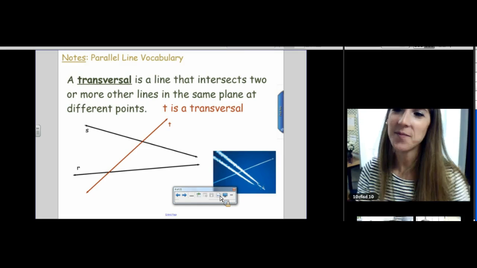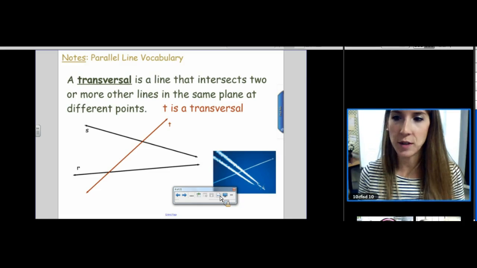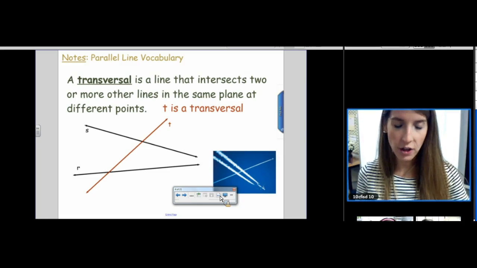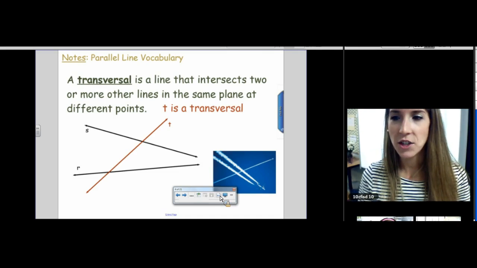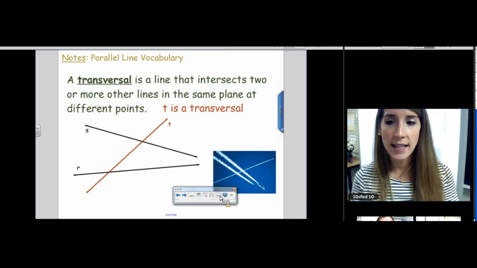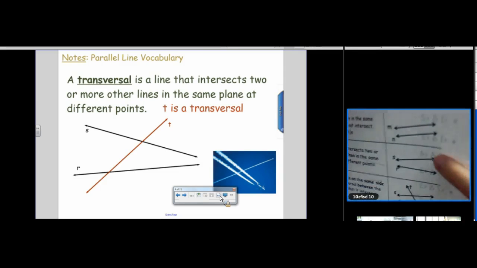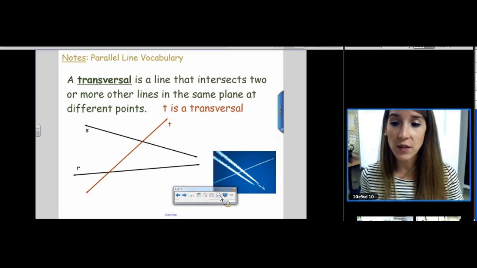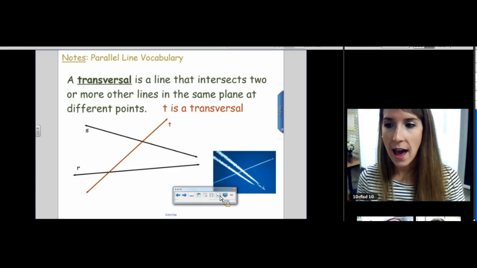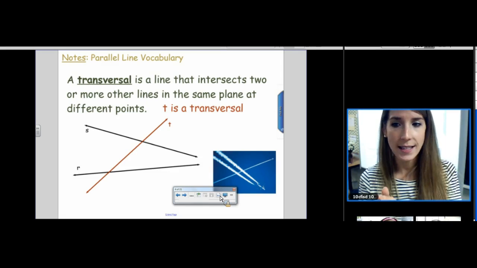Alright, the next word on your list, right here, is transversal. Practice saying it out loud. Transversal. A transversal is a line that intersects two or more other lines in the same plane at different points. Right now, your picture does not have a transversal. You need to add transversal T to your picture and call it T. Notice how T intersects R and it intersects S.